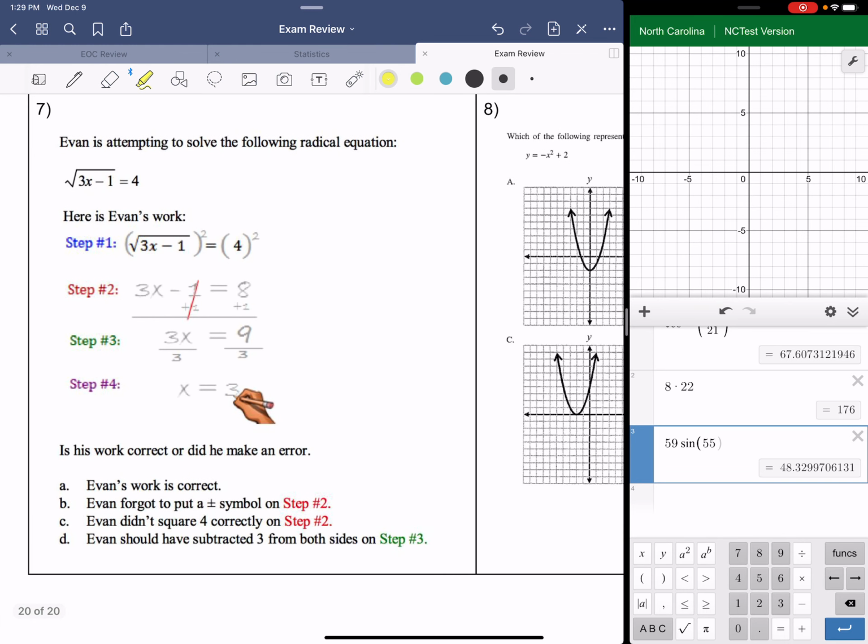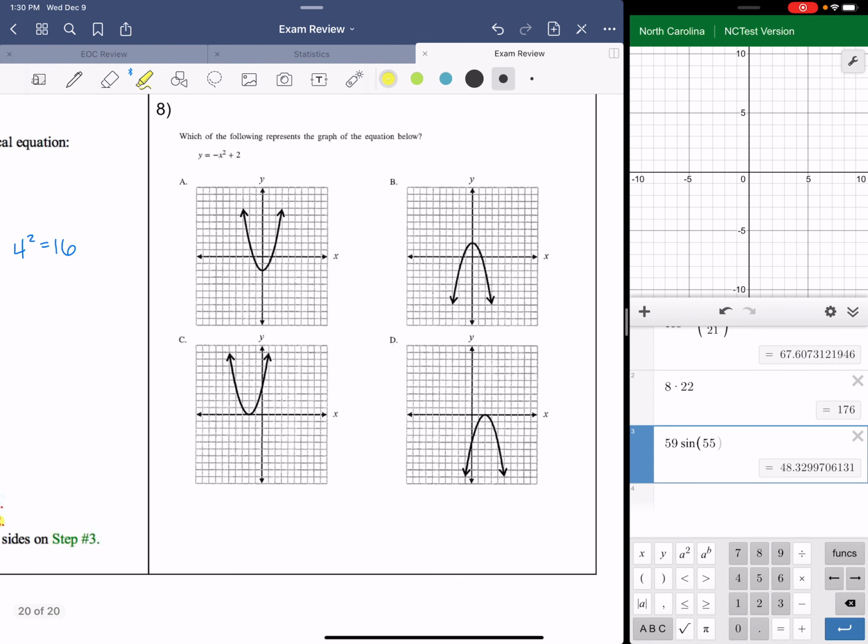Evan is attempting to solve the following radical equation. Does he make a mistake? Well, looking at the first step, he can square both sides. That's fine because he has the radical there. Then when he's solving, notice what happens here. The square root of 4 squared is not equal to 8. 4 squared is 16. So he made an error in step 2, where he didn't square 4 correctly.